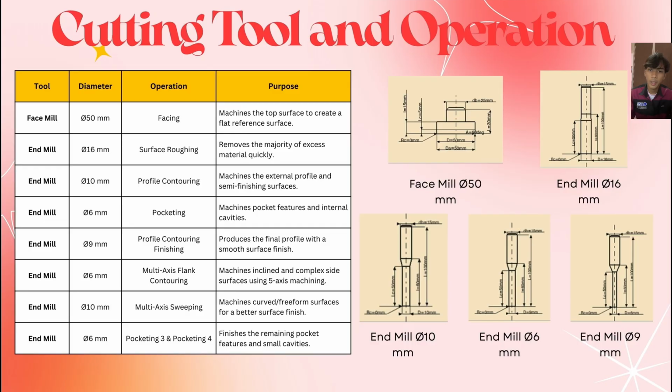This slide shows the cutting tools and operations used in this project, with one face mill and several end mills with different diameters, such as 60 mm, 10 mm, 9 mm, and 6 mm. Each tool has a specific function, including facing, roughing, pocketing, profile contouring, finishing, and multi-axis machining. Choosing the right cutting tool helps improve machining accuracy, efficiency, and surface quality.